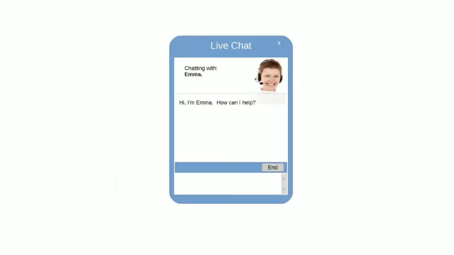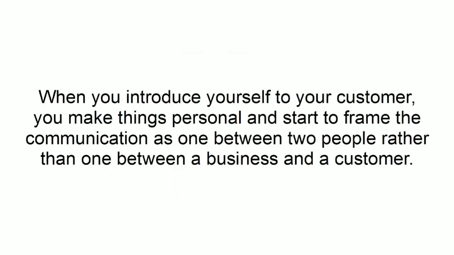Always introduce yourself. You have to get into the mindset that a customer service interaction isn't a transaction, but rather a conversation. When you introduce yourself to your customer, you make things personal and start to frame the communication as one between two people rather than one between a business and a customer.